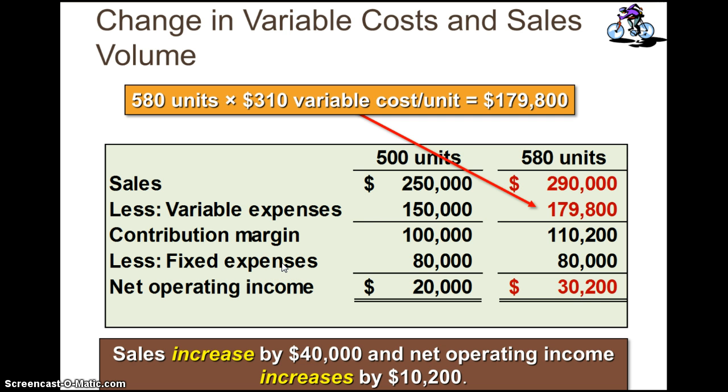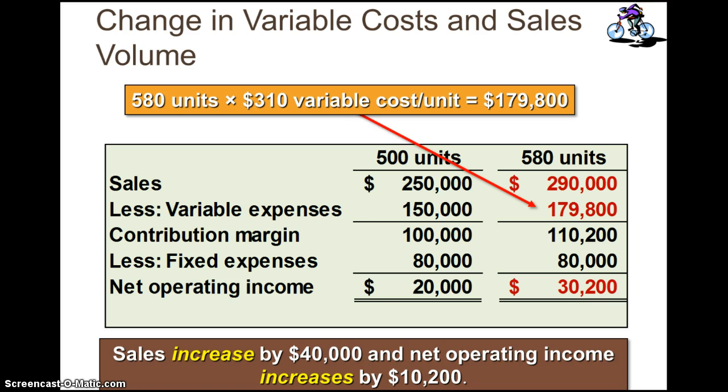Therefore, sales revenue goes from $250 to $290. Our variable cost also increases. It has 580 units with a variable cost per unit of $310. Our variable costs are $179,800. When we subtract our variable cost from our sales revenue, we have contribution margin of $110,200 less our fixed cost of $80,000. We have net operating income of $30,200. This appears to be a real winner, as sales increase by 40 grand, net operating income increases by $10,200.